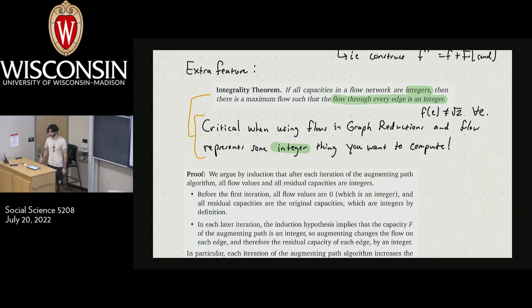So why is this useful? You're going to inevitably use flows in graph reductions. And usually when you're doing this, you want to create some objects. Like you want to assign people to internships, say. And in that case, you assign a single person or multiple people to an internship. You can't assign fractional people to an internship. So if you create a flow with a square root of 2, I don't know how you're going to have square root of 2 people on an internship, so you need to always be careful that you're creating graphs with integer capacities if your goal is to solve an integer problem.